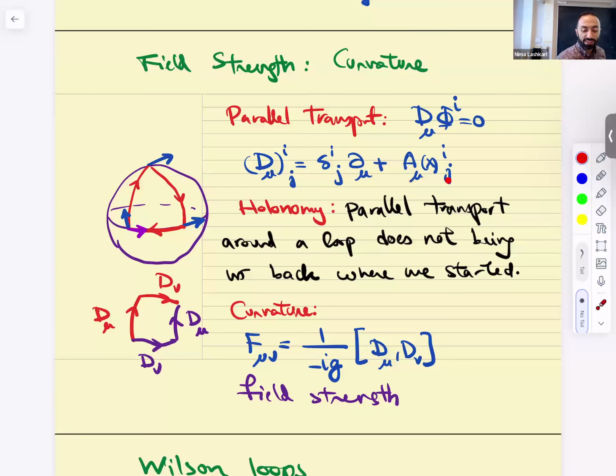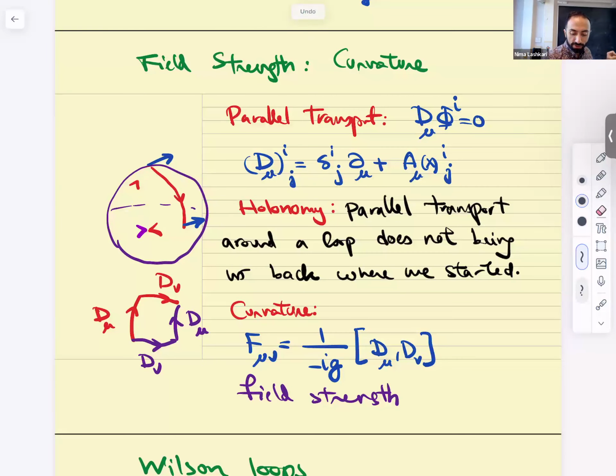This is the covariant derivative, right? Just move it along, just the point you identify. So this is the covariant derivative. Now here comes the physics of it. Every time you have a covariant derivative, you could have holonomies. Holonomy is when you go around a loop and under parallel transport, you don't end up where you started.